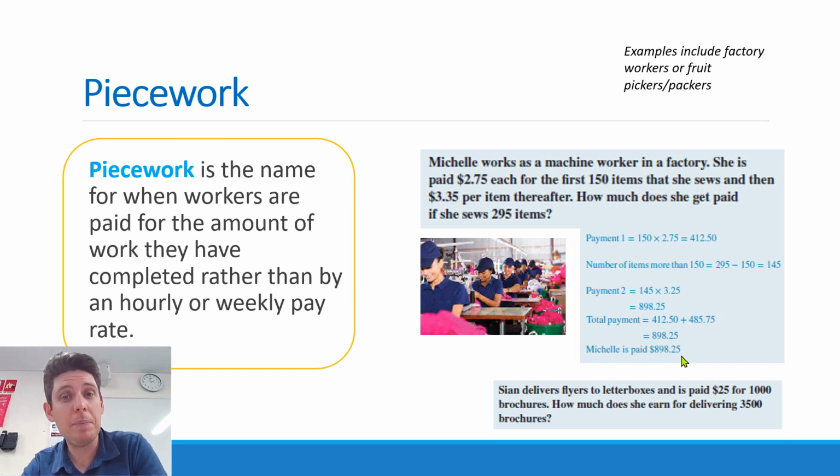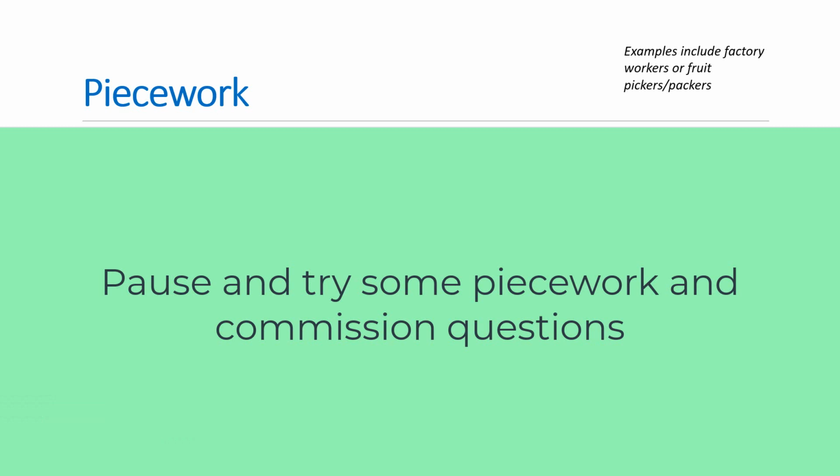I used to deliver newspapers, so I got paid for the amount of newspapers I delivered. So I think it was like 5 cents per newspaper or something like that. So have a go at some questions in the textbook on piecework and on commission.